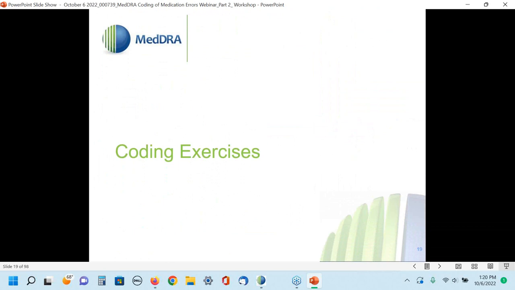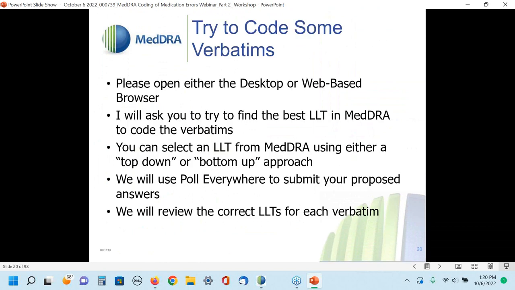Okay, let's get going with coding exercises. So here's what we're going to try to do. We're going to code some verbatims. So for this, you're going to need either the desktop or web-based browser. I'm going to ask you to actually go into one of those browsers and find actual LLTs. I don't want you to just make up conceptually a phrase and type that into the browser. I would like you to actually see an actual LLT that's within MedDRA.